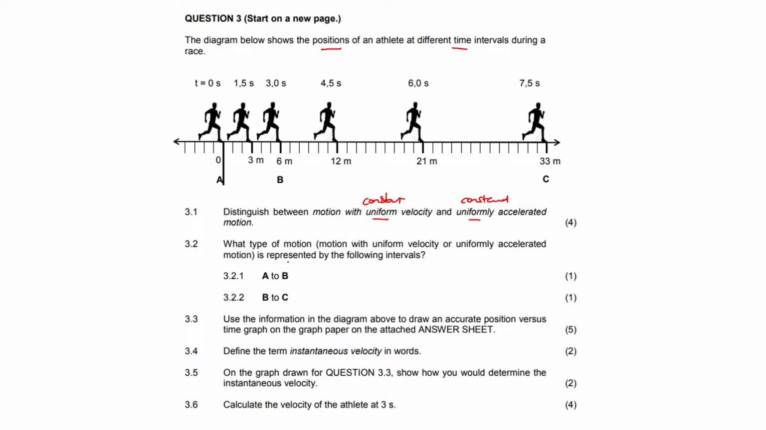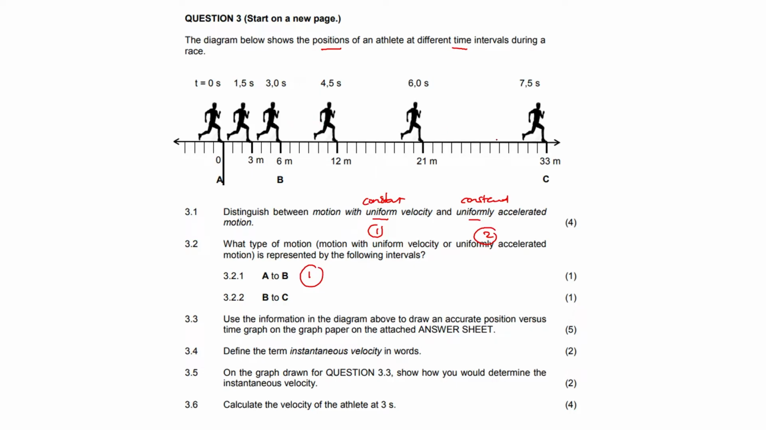3.2. What type of motion, meaning motion with uniform velocity or uniformly accelerated motion, is represented by A to B and B to C? So A to B is here. There is no acceleration. Looks like they're running at the same pace. So there we have motion with uniform velocity. I'm just going to make that number 1 and that number 2. So the answer here is motion with uniform velocity.